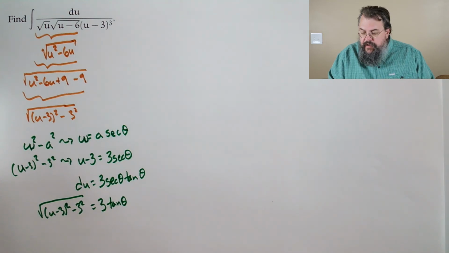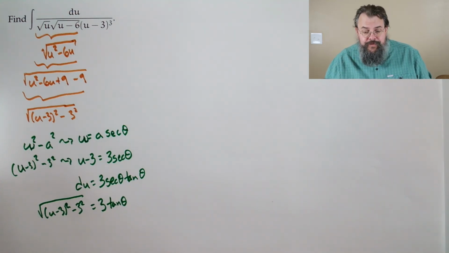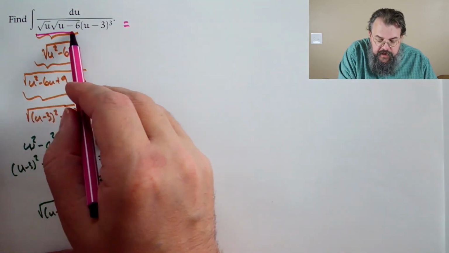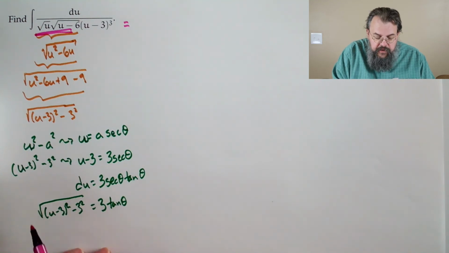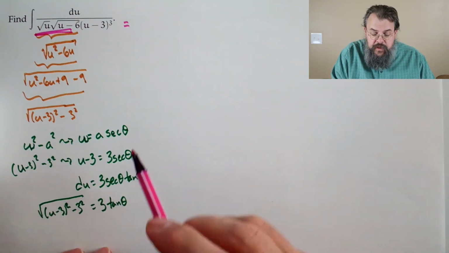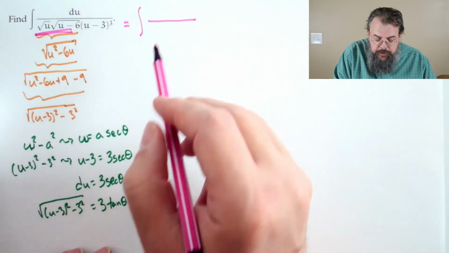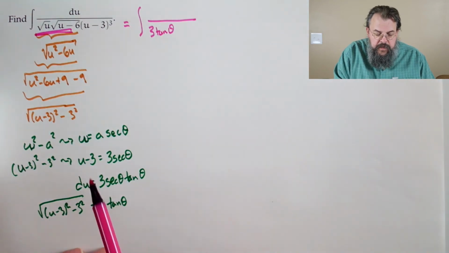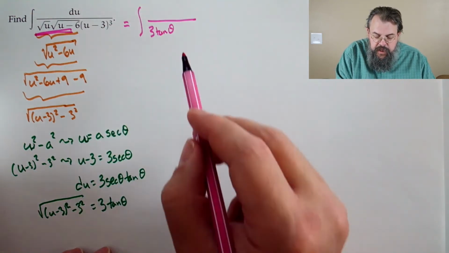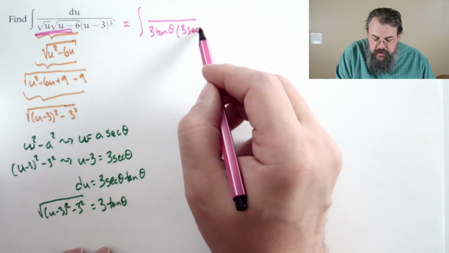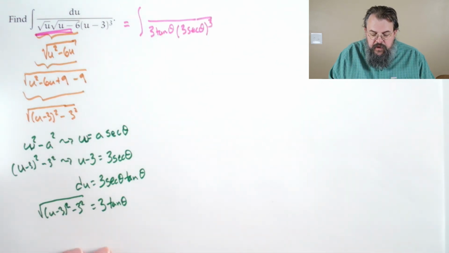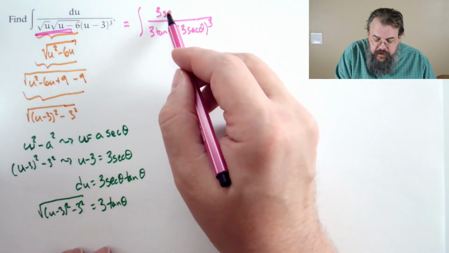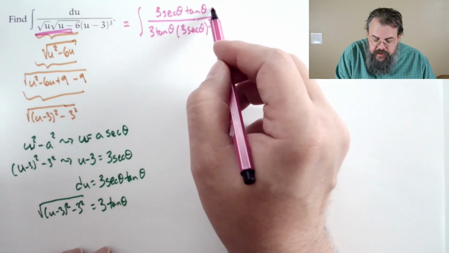All right, great. So what does this become? We have the following. This equals the first part, this piece here, that's this square root term. So that will become 3 tangent theta. The u minus 3 cubed will be 3 secant cubed. The du is going to become 3 secant theta tangent theta d theta.